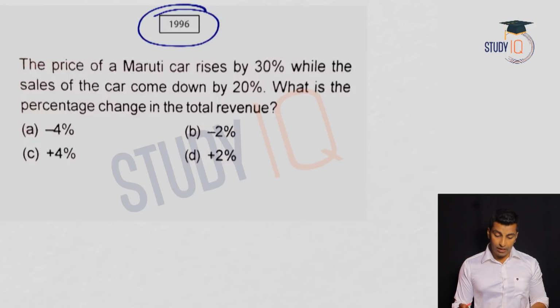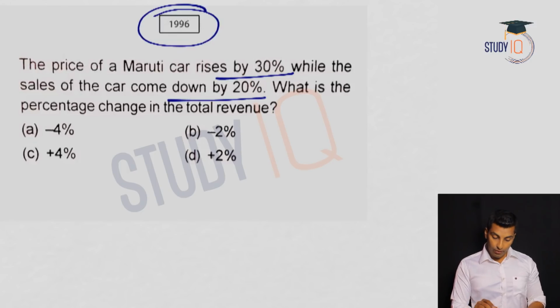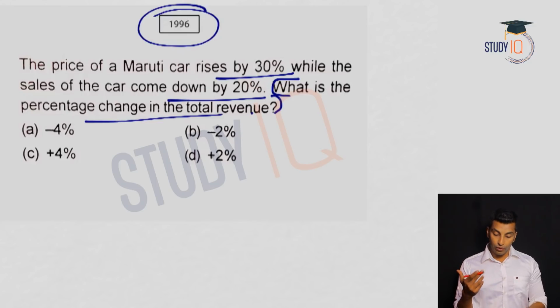Now, how will you solve this question? This kind of question, we have already discussed the method, and here you can solve this. What is required? What is the percentage change in total revenue? If you need to find the effective percentage change, you just need to multiply the two multiplication factors here. One is related to 30% and one is related to 20%.